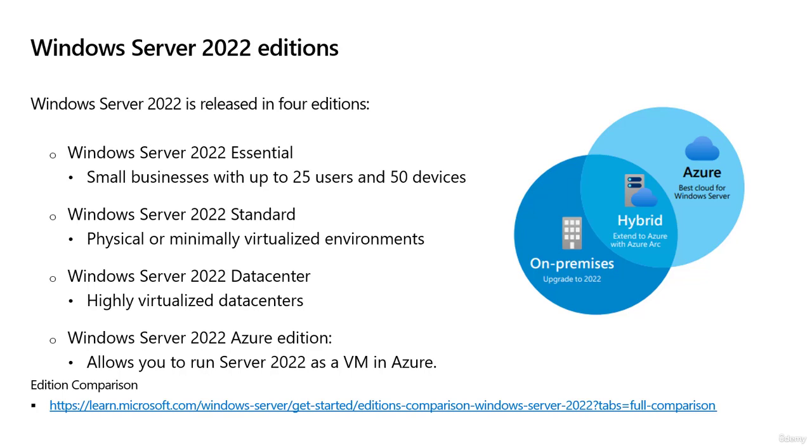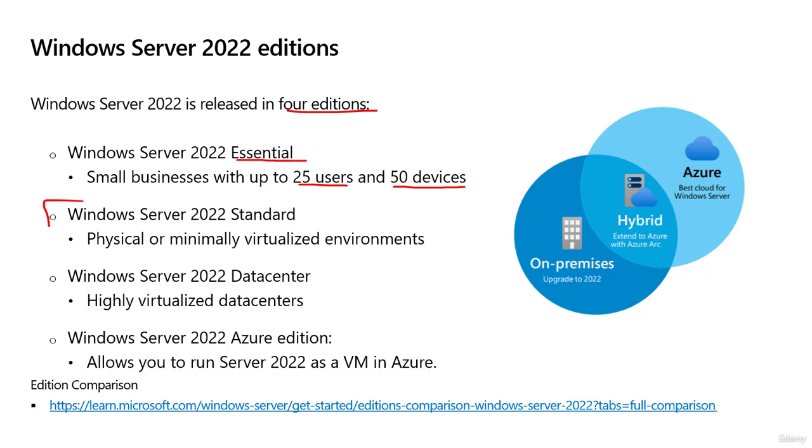Windows Server 2022 is released in 4 editions. We have the Essentials. This is for small businesses, up to 25 users and 50 devices. If you have more than that number of users or devices, or you believe you will in the near future, this is not the edition you would actually choose. So just intended truly for small business environments.